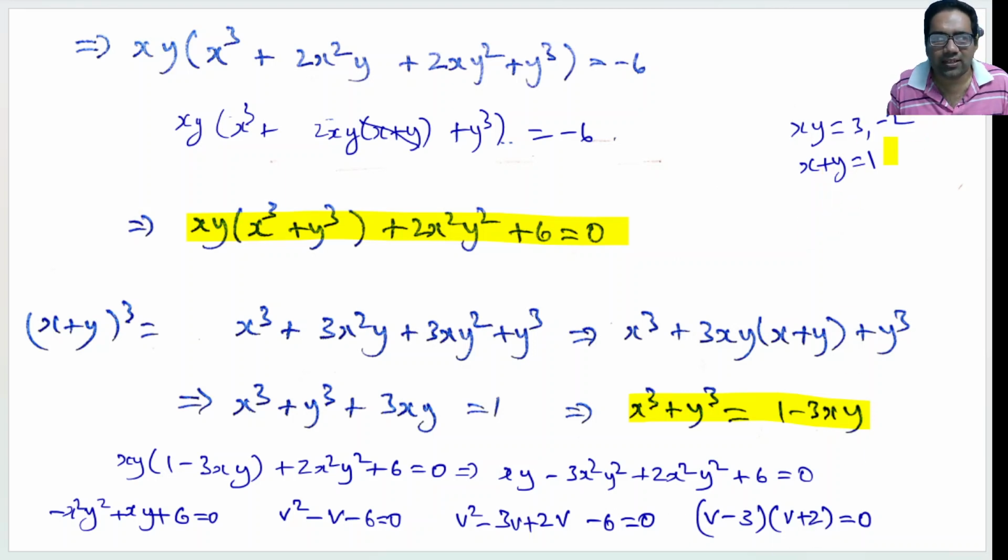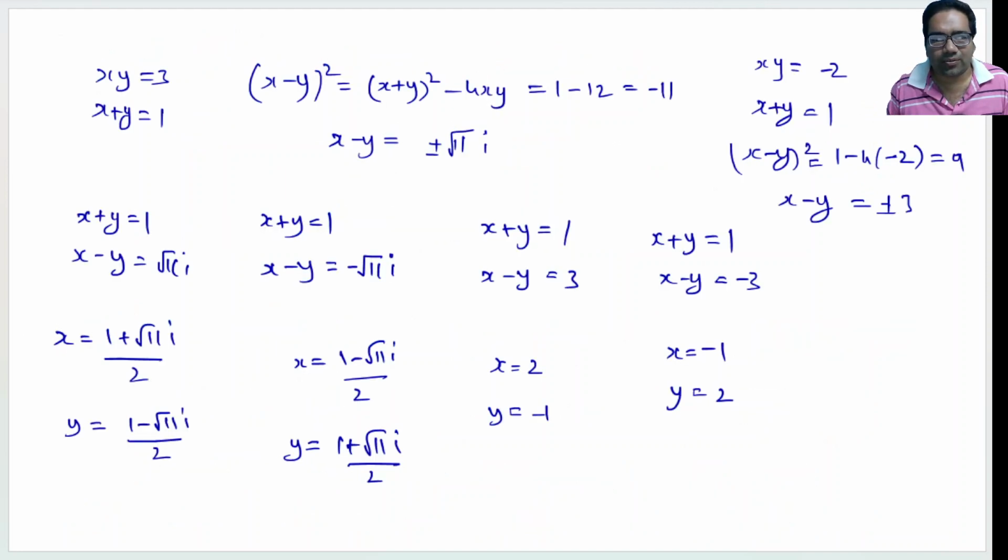We have x plus y equals 1, and xy can be 3 or minus 2. So this set is giving two solutions and this set is giving another two solutions. So total four solutions. That is what the problem is about: two imaginary solutions and two real solutions.